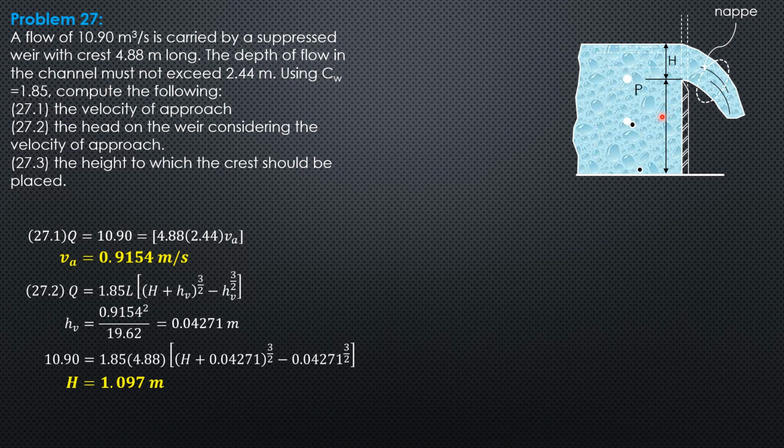Then for the height to which the crest should be placed, it's P, this height of the weir here. So P, this is the depth of flow. So the depth of flow 2.44 equals P plus head, and we have already found the head. So 2.44 meters depth equals height to which the crest must be positioned, then plus head 1.097. So the height of the weir is 1.343 meters.